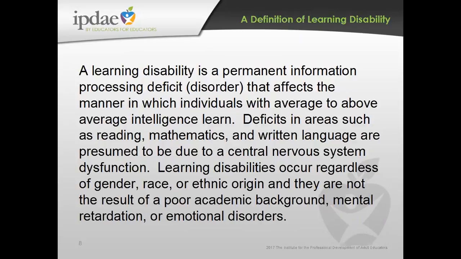And I want to point out that we're not talking about people with below average intelligence. The deficits can be in any area, specifically reading, math, or written language. That's another core part, as is it's a central nervous system dysfunction. That means it's a brain-based problem. And the last sentence says that it's not affected by gender, race, or ethnic origin. And it's not the result of a poor academic background. It's not due to mental retardation or emotional disorders. So that's a good working definition of a learning disability.